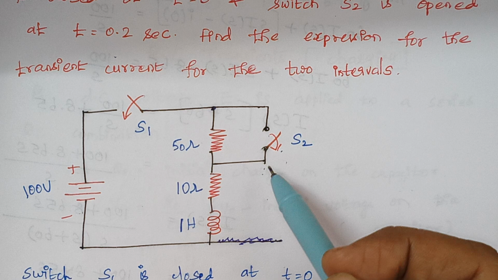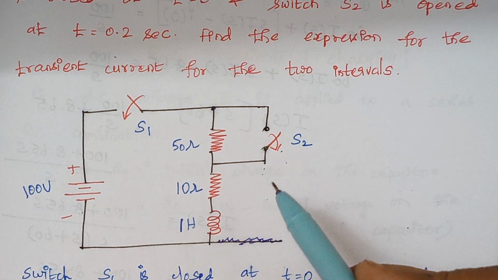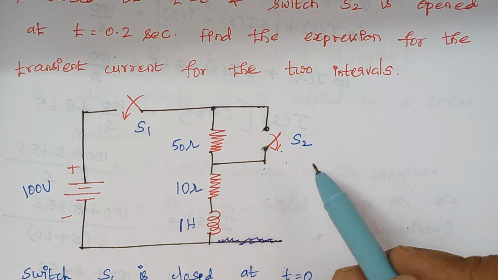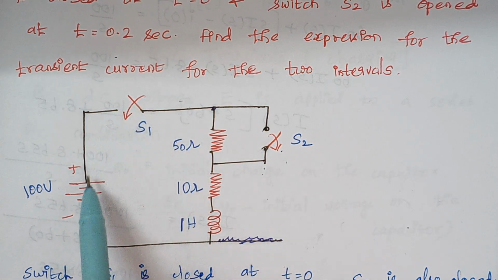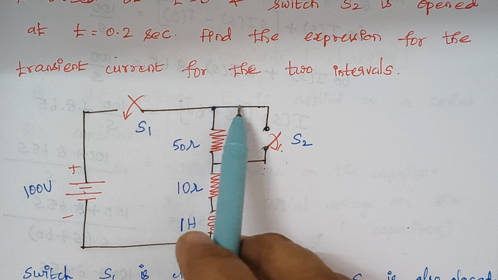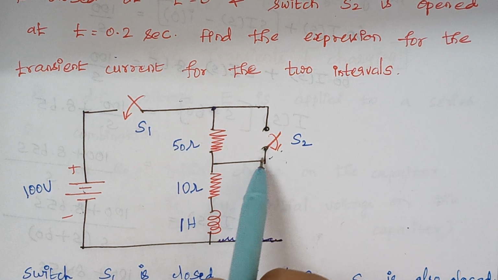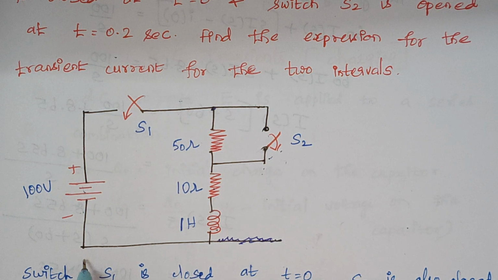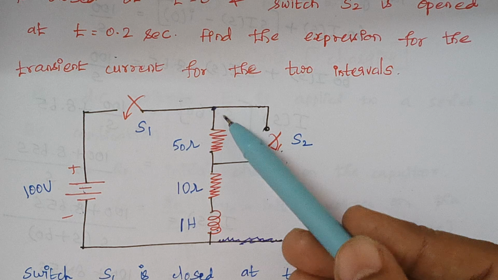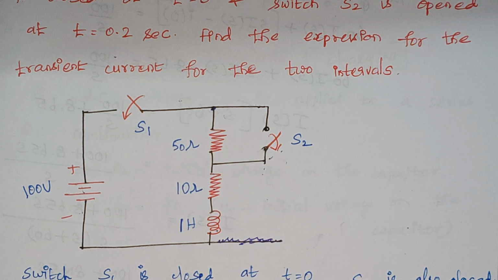As we all know, the current will always select the least resistance path. Therefore, the current flowing from this 100 volt source will flow through this S2 and through this 10 ohm and this 1 Henry, and it will finally end up at the source here. Therefore, this 50 ohm is bypassed.